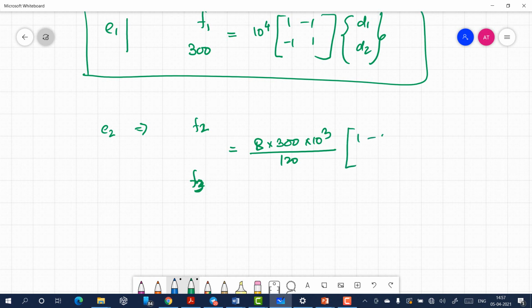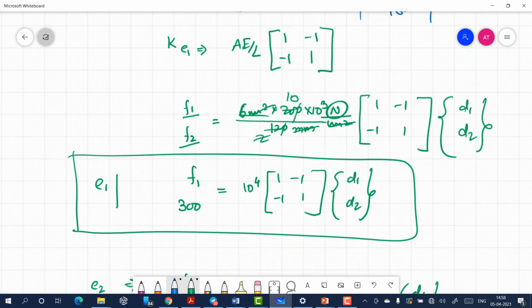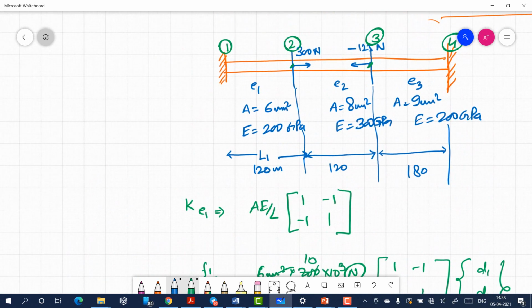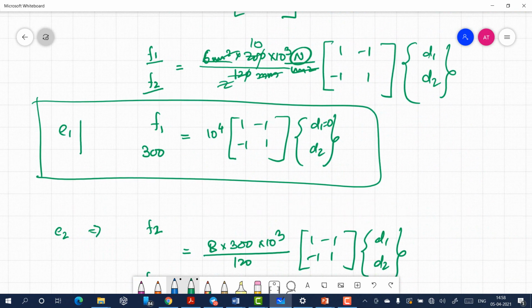Okay, so [1 -1; -1 1], d1 and d2. Here I know d1, so d1 is 0, because there cannot be any displacement here. So I have one unknown and second unknown and 2 equations, so this is solvable.